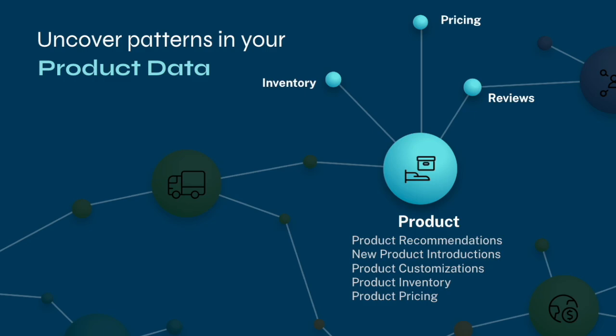Product data encompasses a variety of information into how a product is performing and how customers interact with it. Key types of data include product specifications, R&D, pricing data, and customer feedback.